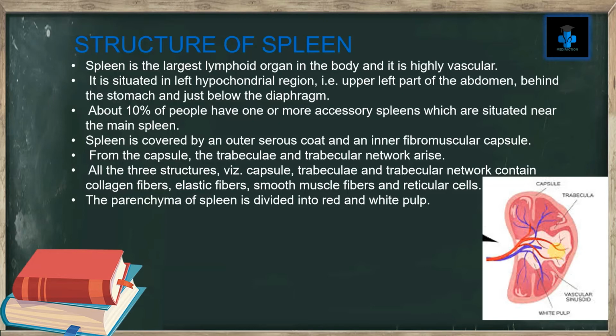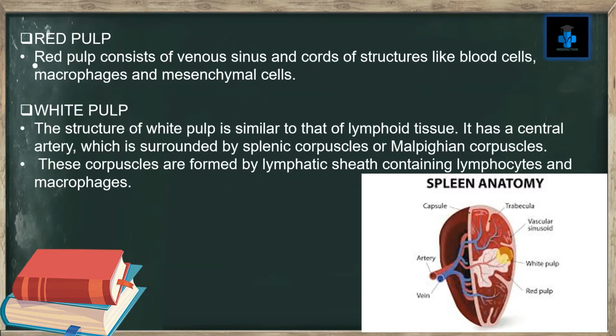Let's see more about it. Red pulp. Red pulp consists of venous sinus and cords of structures like blood cells, macrophages and mesenchymal cells. Here you can appreciate the red pulp. Moving on to white pulp.